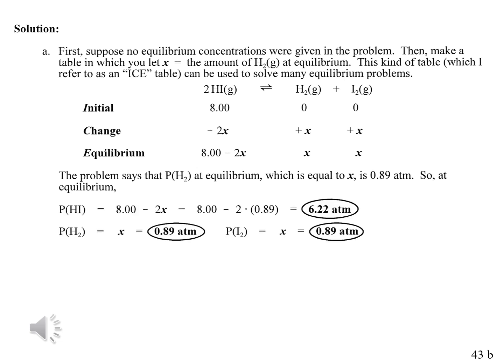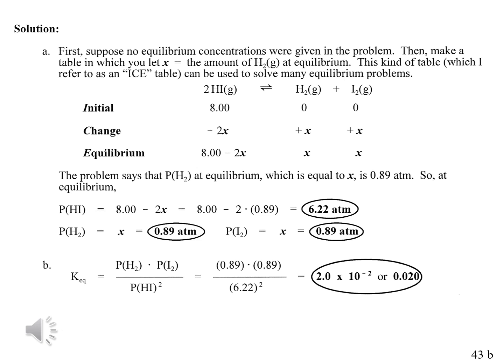Since you now know what x is, you can plug it into each of the other substances and it will tell you what the final concentrations of each thing are. Then you can write the equilibrium constant expression, plug in those numbers, and you will get an equilibrium constant. I don't care if you write it 2.0 times 10 to the minus 2 or leave off the 0 or write it 0.02, as long as you recognize the answer.